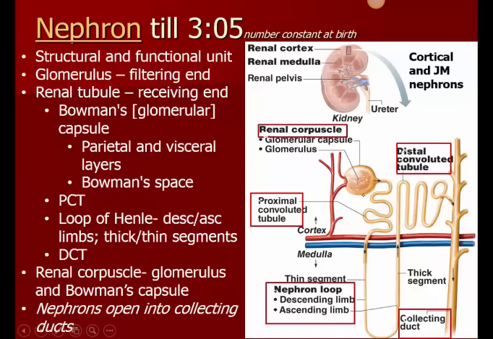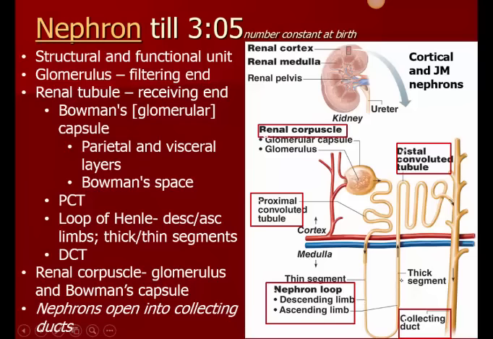From this, it leads into a convoluted part of the tubule, which is called the proximal convoluted tubule. It then dips down into a loop-like structure, which is called the loop of Henle. The part which is descending is called the descending loop, and the part which is going up is called the ascending loop. Some books just give it as the loop, but you can see descending and ascending. It so happens that the descending part is usually very thin, and the ascending part is thick.